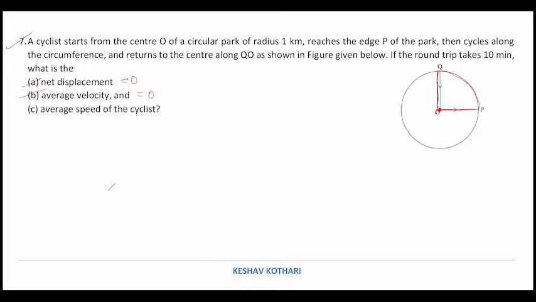So if we calculate the value of average speed, then it is equal to total distance traveled by total time taken. So from O to P we cover a distance of 1 kilometer. Then along the circumference, the distance covered is equal to 2 pi r by 4, plus again 1 kilometer, and this entire setup takes place in 10 minutes, so we convert it into hours. So this is the answer in kilometer per hour. If we do the necessary calculation, we obtain 21.4 kilometer per hour.